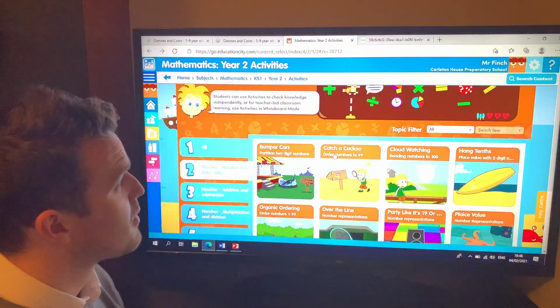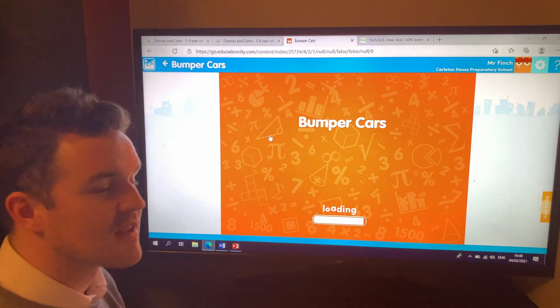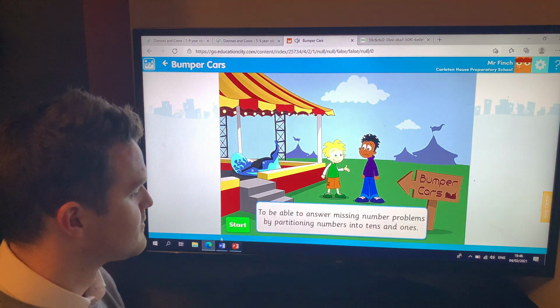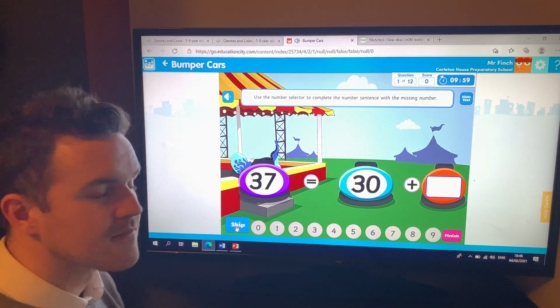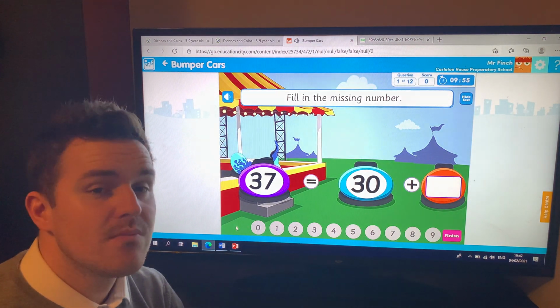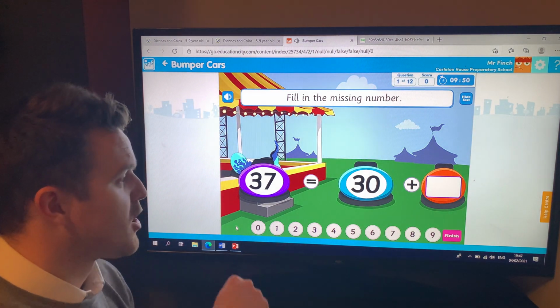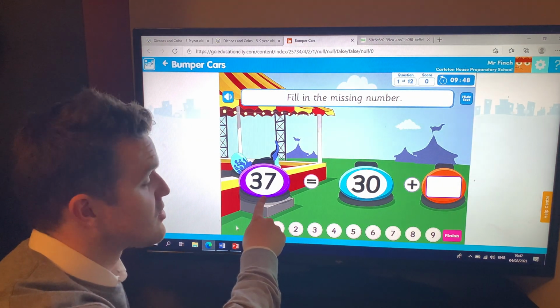Okay, so we're going to play this bumper cars one. I think you'll like this one. Use the number selector to complete the number sentence with the missing number. So, fill in the missing number. This first one, it's spun around, so the answer's actually at the start.